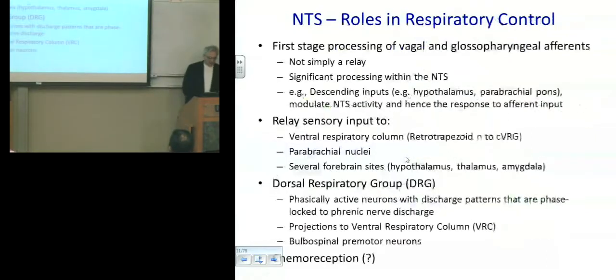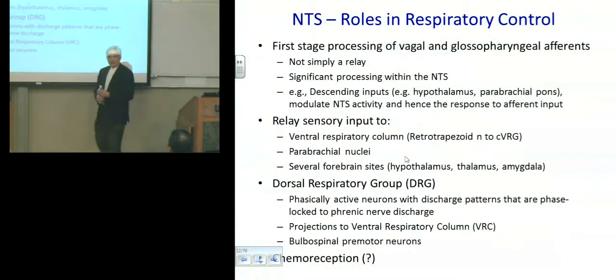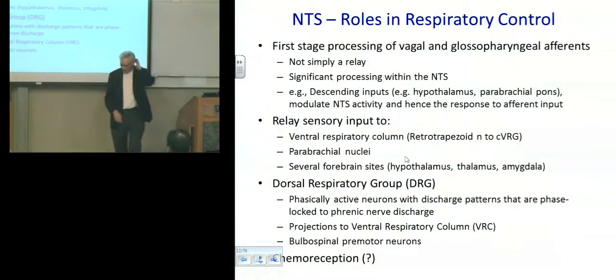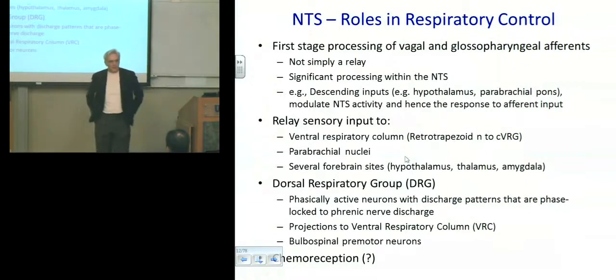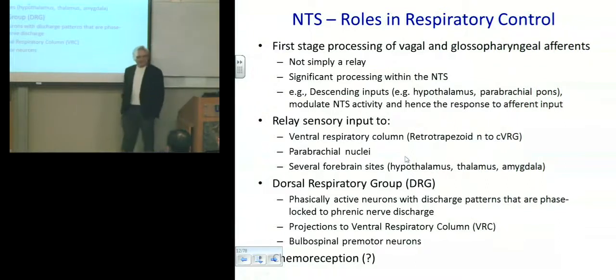All right, NTS. So the dorsal respiratory group has kind of fallen by the wayside and hasn't had much attention paid to it lately for a number of reasons. One, you don't really find one in the in vitro prep, and most labs these days are doing in vitro. And in addition, there's a distinct species difference.